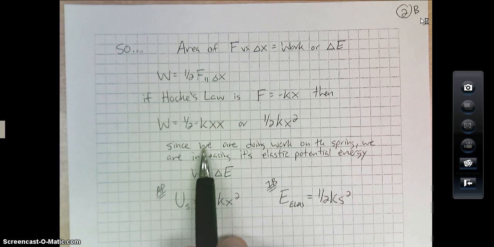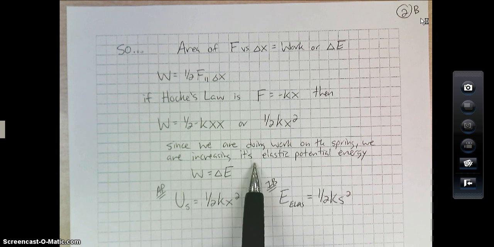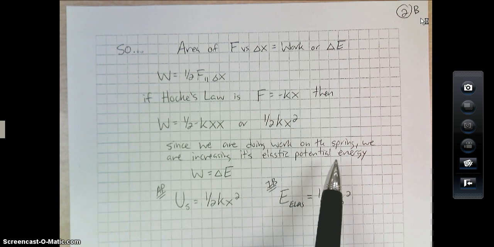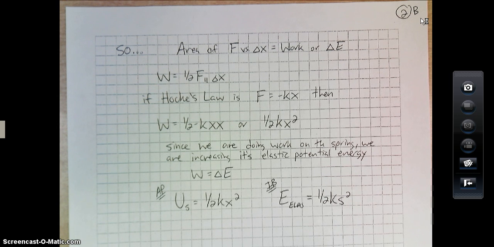Okay, so since we are doing work on the spring, we are increasing its elastic potential energy. As I stretch the spring, it has the ability to spring back and give something energy. I always like to think of dart guns. If you pull back on the trigger, it stretches the spring or compresses the spring to a certain point, and then you release it and it shoots a little dart out. It has the ability to take potential energy and create kinetic energy with the dart.